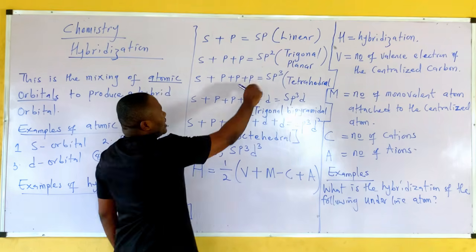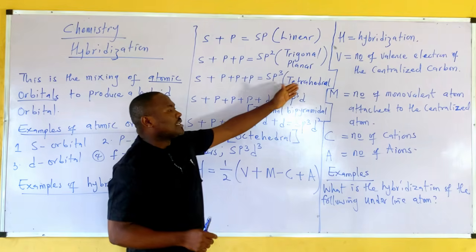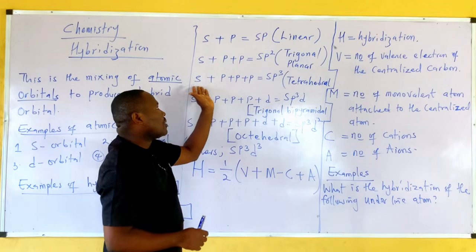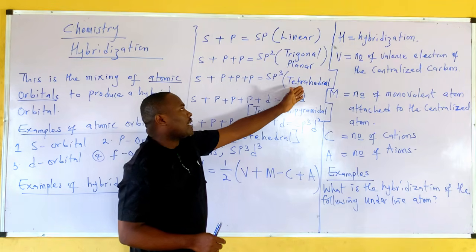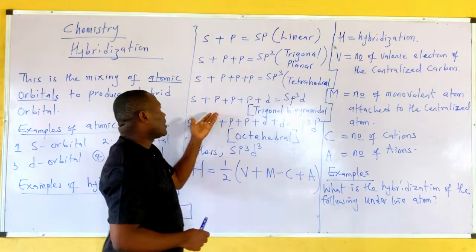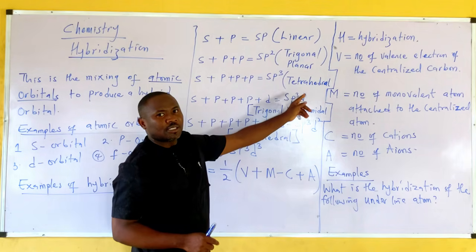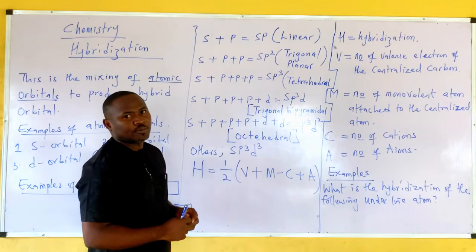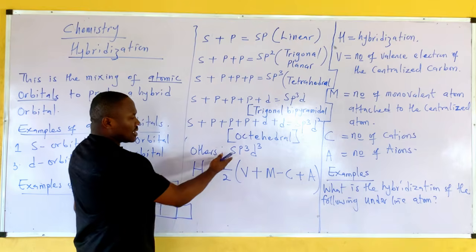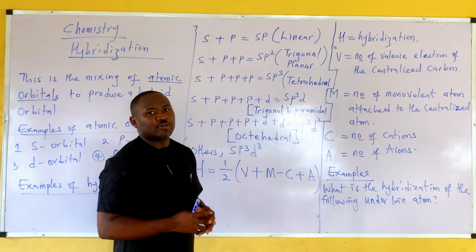Now watch this. sp2 is trigonal planar, and sp3 is tetrahedral, so compounds that are sp3 hybridized are tetrahedral in shape. Then we have trigonal bipyramidal, which is sp3d. Then we have the octahedral, which is sp3d2. There are others, like sp3d3. All these are examples of hybrids.